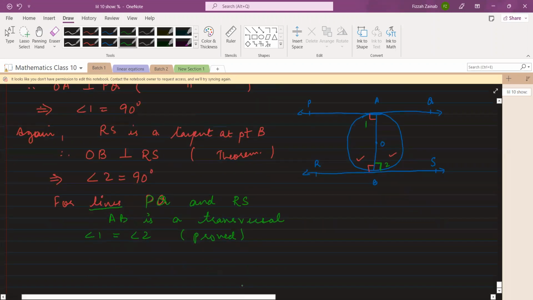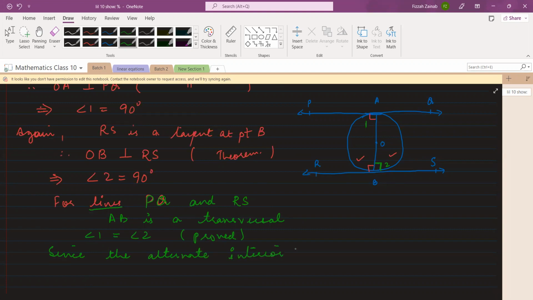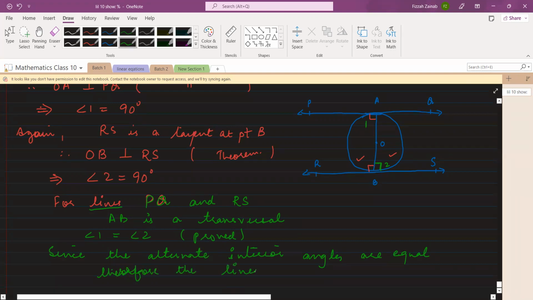So since the alternate interior angles are equal, therefore the lines are parallel. Or we say PQ is parallel to RS.